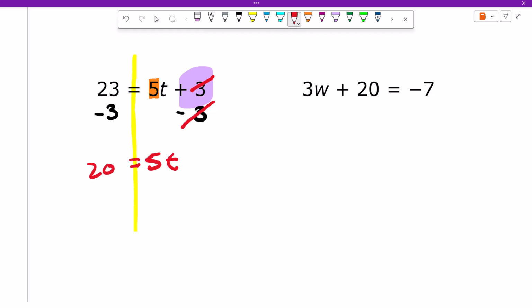Then we cover this up. We want to get rid of the 5. Divide by 5. You divide by 5 here, divide by 5 here. The 5s go away. And 20 divided by 5 is 4. And that's it. And students get really, really good at this, and they start taking shortcuts.